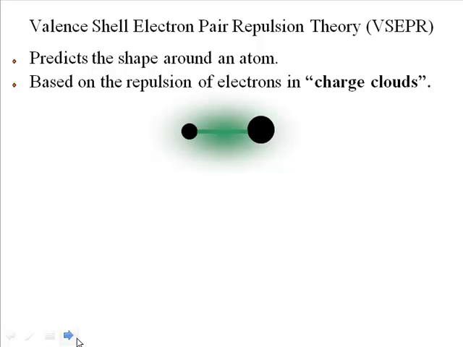The other type of charge cloud we'll be encountering is an electron pair. Anytime you see an electron pair on a central atom, remember that looks like 2 dots written next to each other, that will also count as 1 charge cloud.